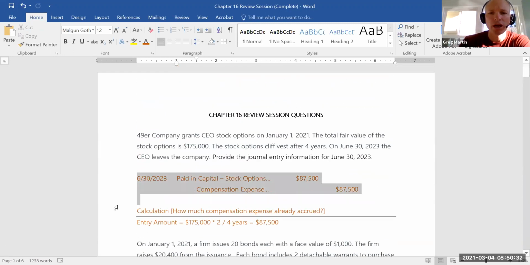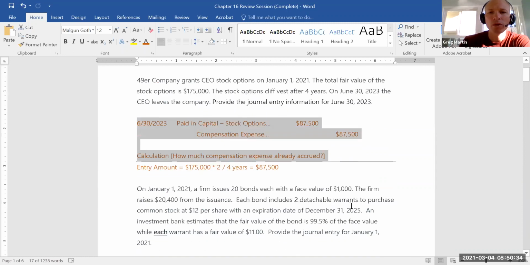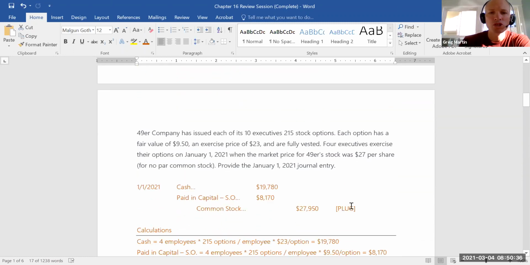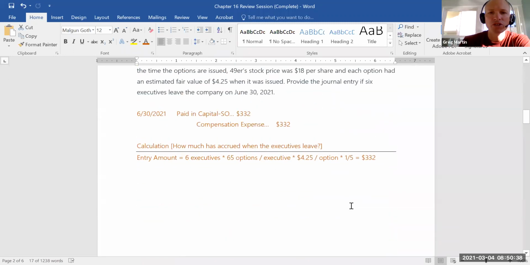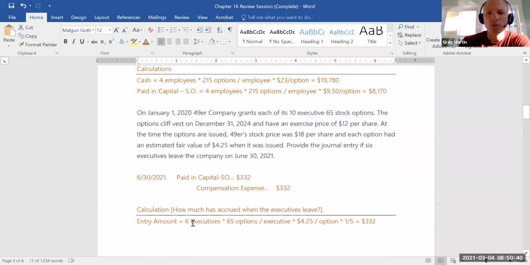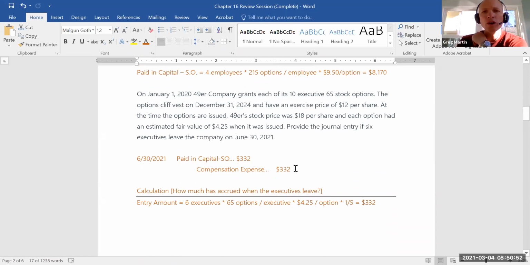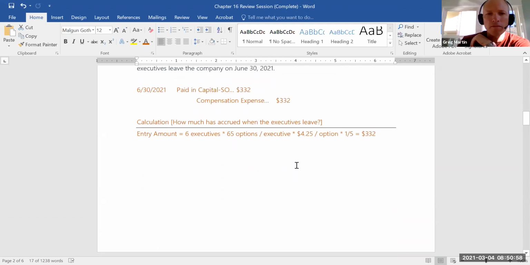If you notice, the accounts are the same. The way we calculate it is the same. This one's just a little more involved because you have to do a little math. You have to figure out the number of executives, the options per executive, and the fair value per option. So this one's just a slightly more difficult version of the one we had already done. Any questions on this one? Okay.